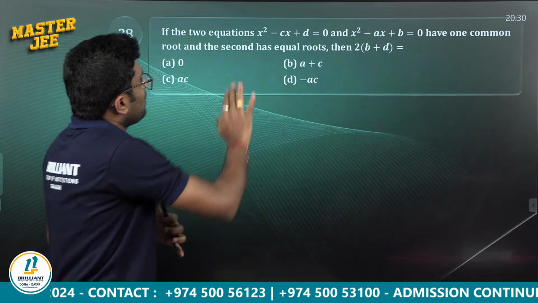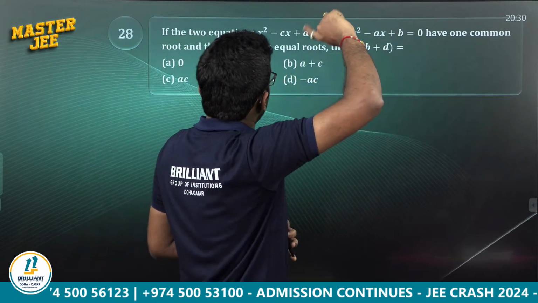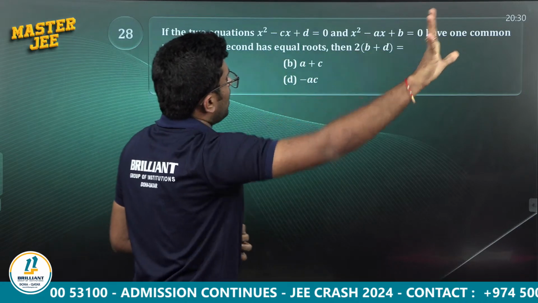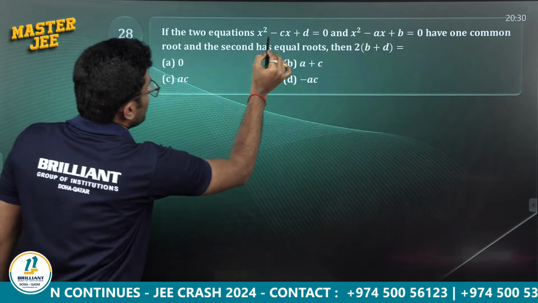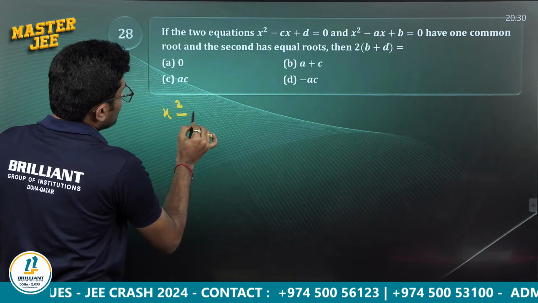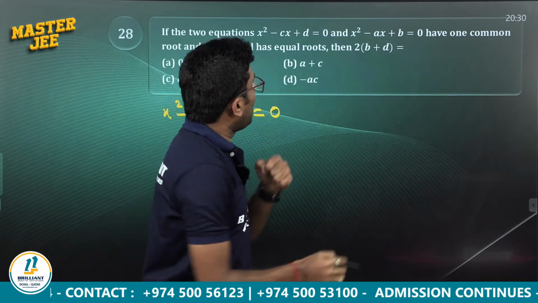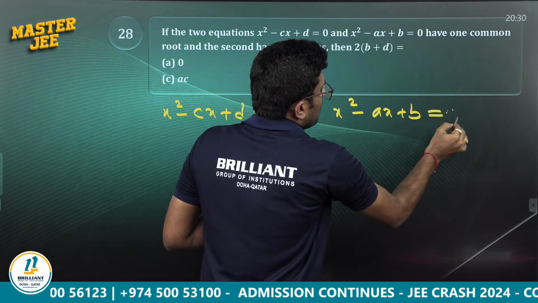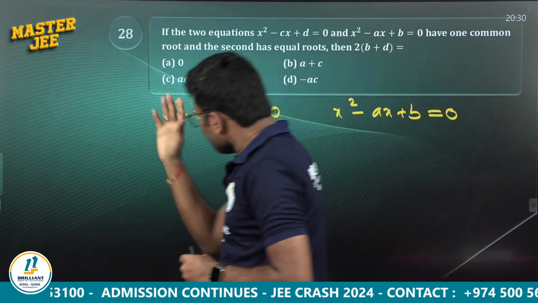Coming to the second question: these two equations have one common root, and the second has equal roots. So the equation x square minus cx plus d is equal to 0, and x square minus ax plus b, they have given that these two equations have one common root.